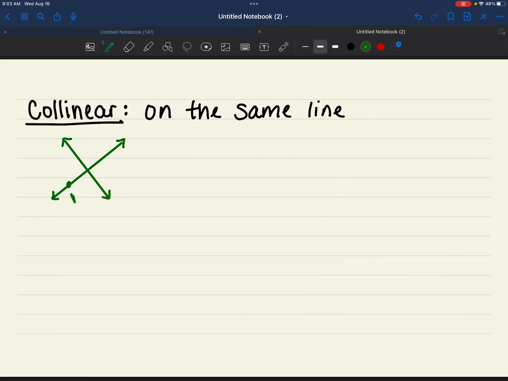So if I have points A, point C, and then B and D. Right, so I have 4 points listed here. So if collinear means they're on the same line, what 2 points would be collinear? A and C.